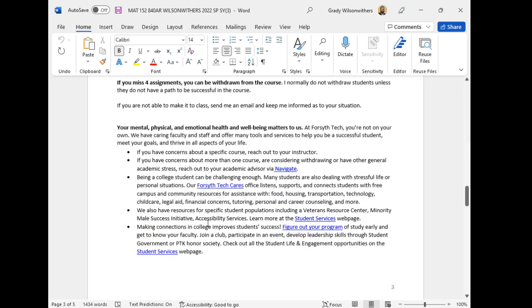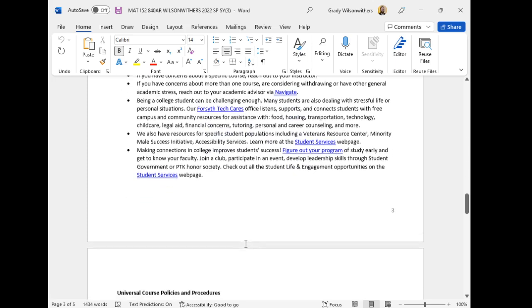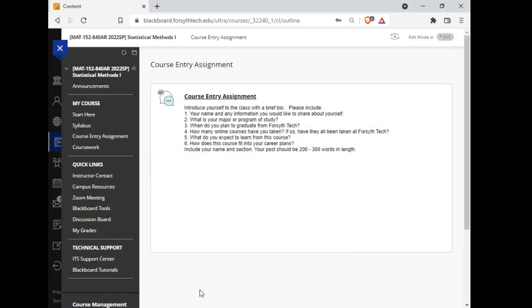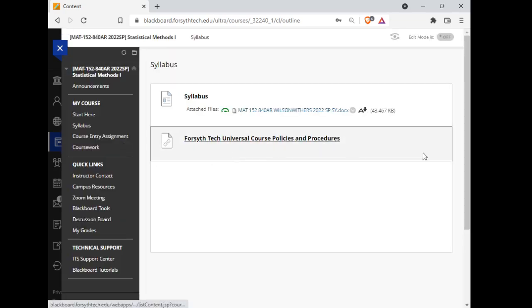There's this awesome thing here now about your mental, physical, and emotional health. And then there's a statement that tells you to look at the policies and procedures, which you can find right here.